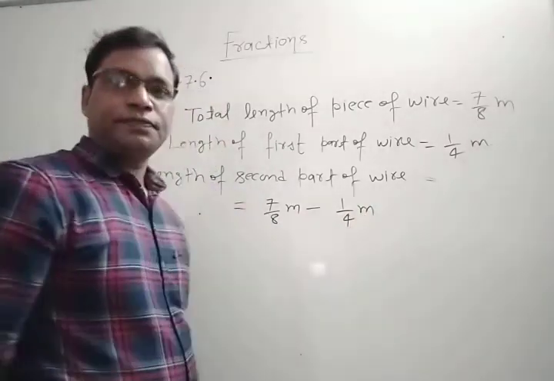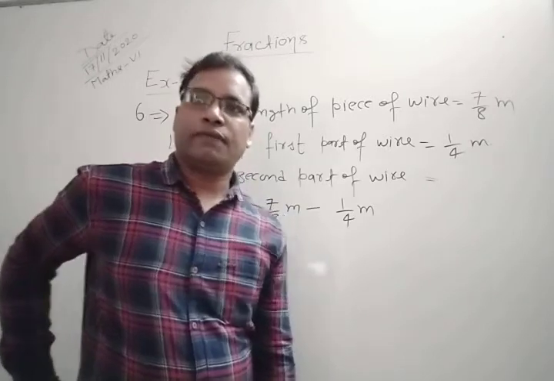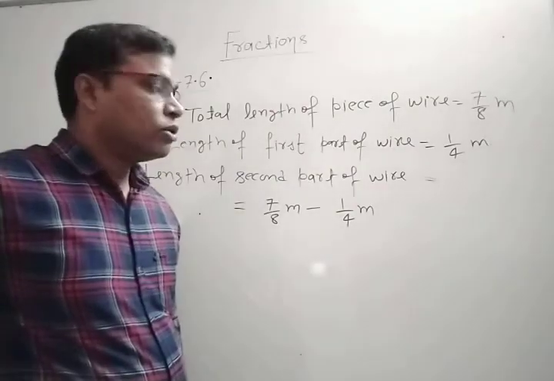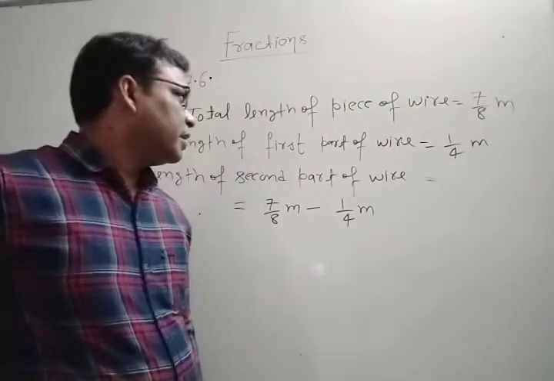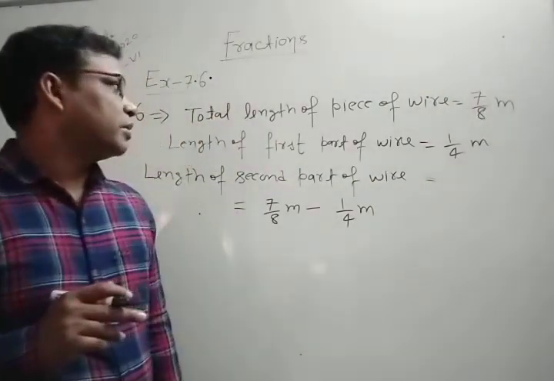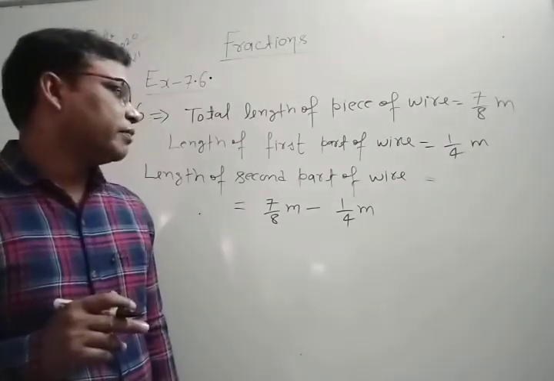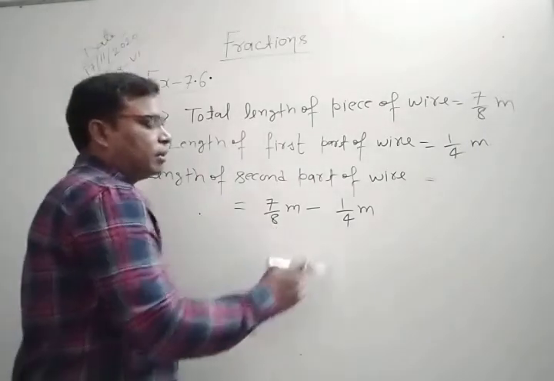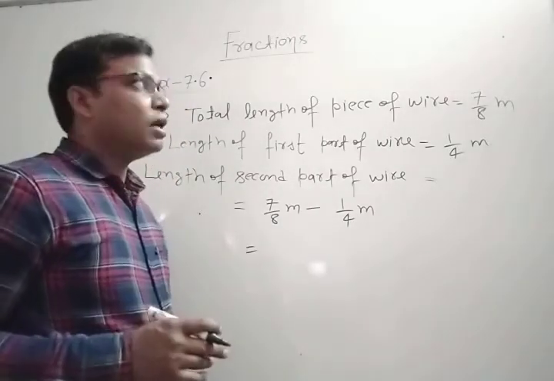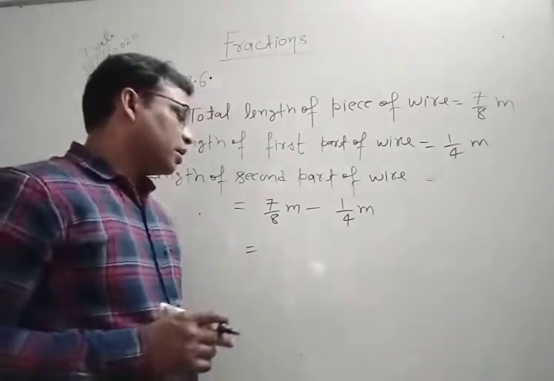Because in this question it is given that the length of the wire is 7 by 8 meters, and it broke into two parts. So the length of the first part of wire is 1 by 4 meter. So the length of the second part of wire is equal to 7 by 8 meter minus 1 by 4. You can see 7 by 8 and 1 by 4 both are unlike terms.